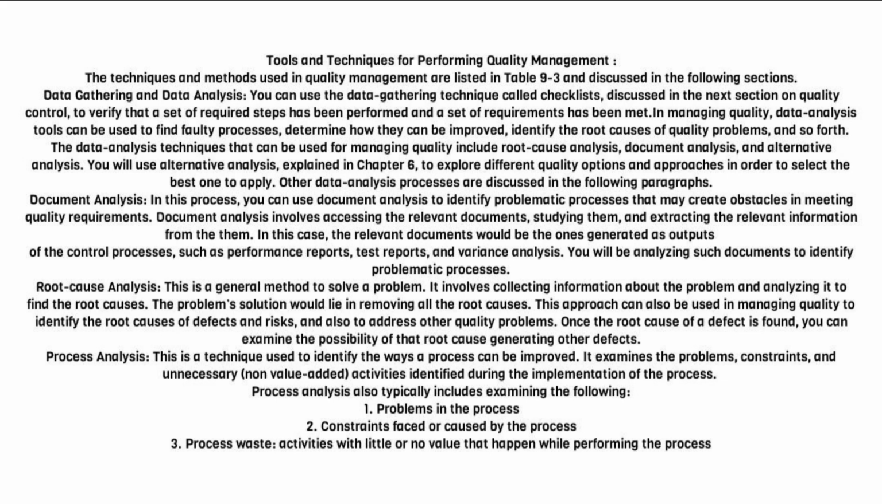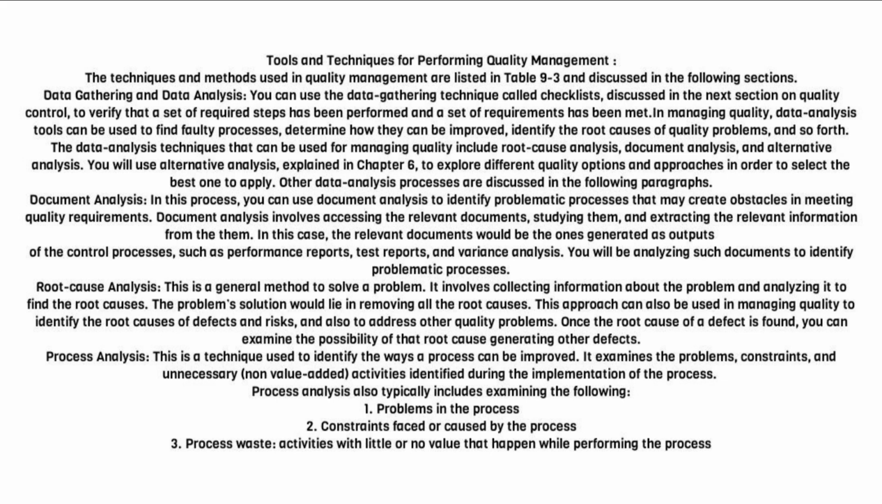Data gathering and data analysis. You can use the data gathering technique called checklists, discussed in the next section on quality control, to verify that a set of required steps has been performed and a set of requirements has been met. In managing quality, data analysis tools can be used to find faulty processes, determine how they can be improved, identify the root causes of quality problems, and so forth. The data analysis techniques that can be used for managing quality include root cause analysis, document analysis, and alternative analysis.